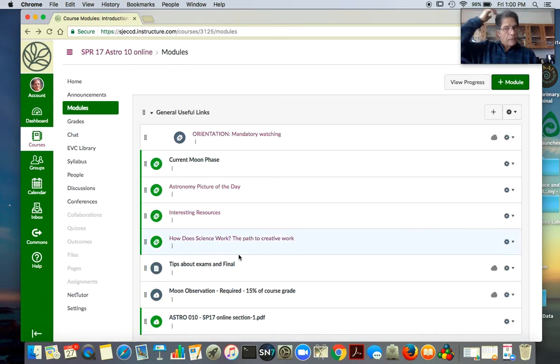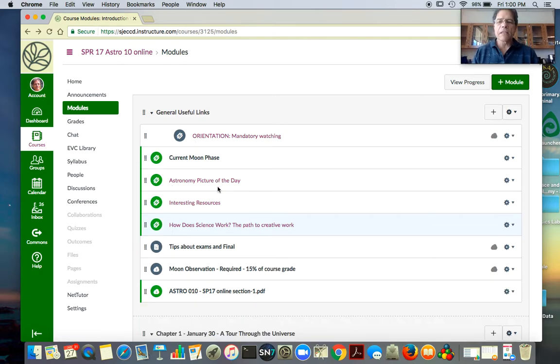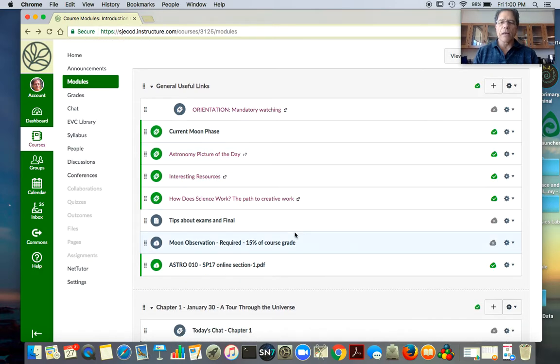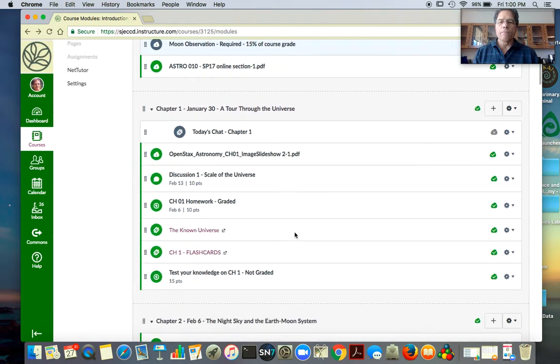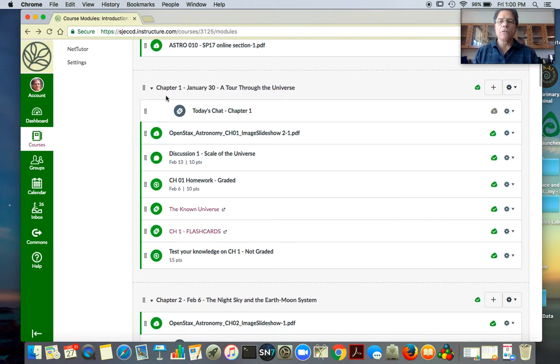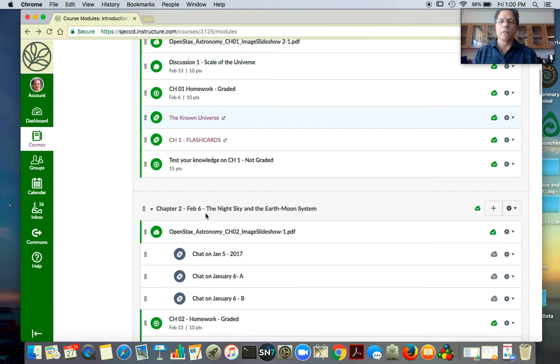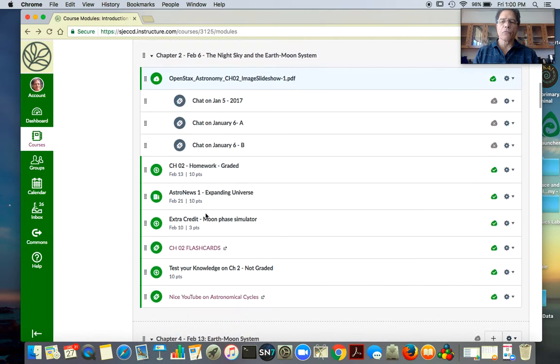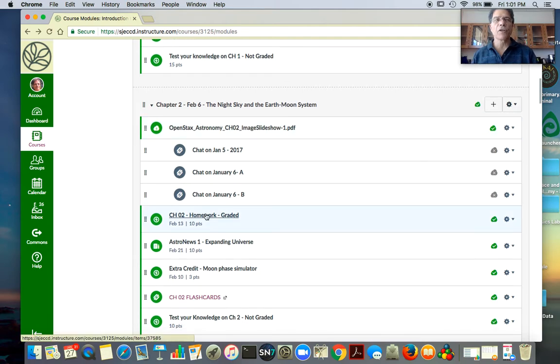Okay, so we saw how the assignments are organized and structured, but again, you can follow the modules, and each module represents 1 chapter or 2 chapters of the book. Talking about the book, which book are we using?